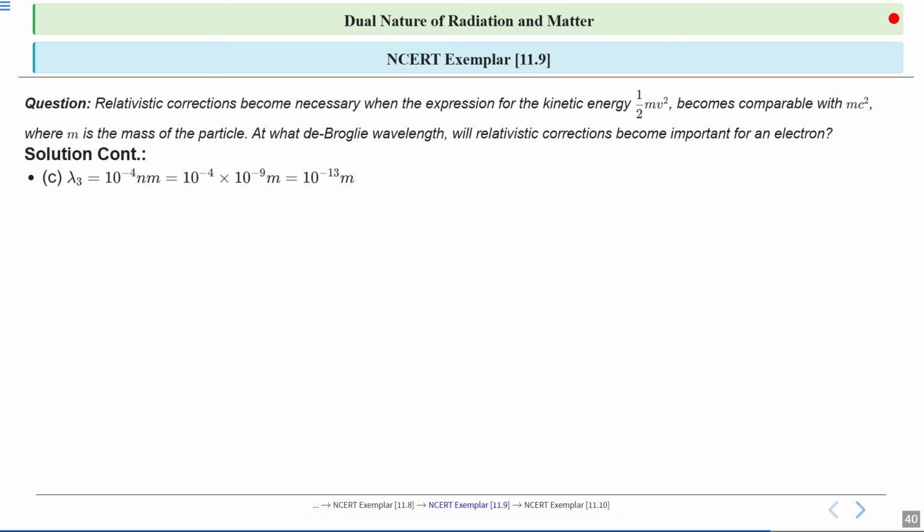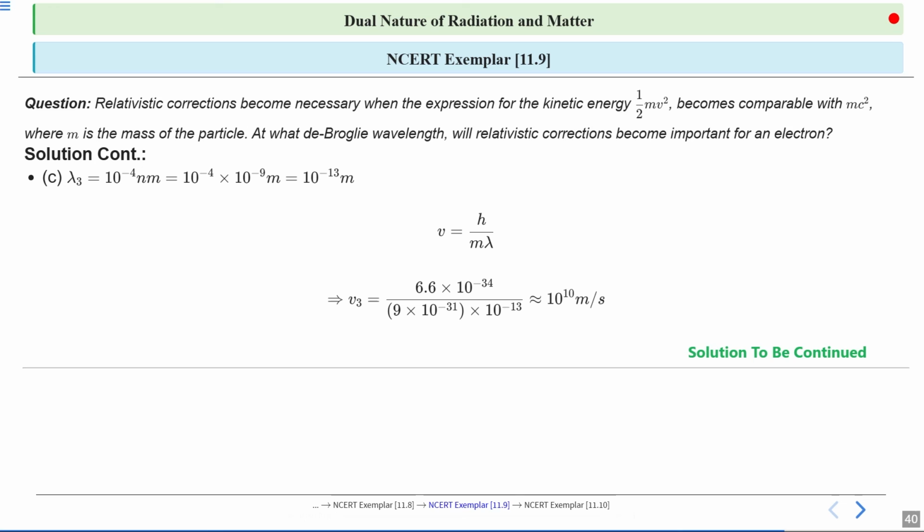Now let's focus on part C. Here we are given de Broglie wavelength lambda 3 equals 10 to the power minus 4 nanometer, which is equal to 10 to the power minus 4 multiplied by 10 to the power minus 9 meter, which is equal to 10 to the power minus 13 meter. So v equal to h upon m lambda. Substituting the values, v3 will become 6.6 multiplied by 10 to the power minus 34 upon 9 into 10 to the power minus 31 multiplied by 10 to the power minus 13, which is equivalent to 10 to the power 10 meter per second.